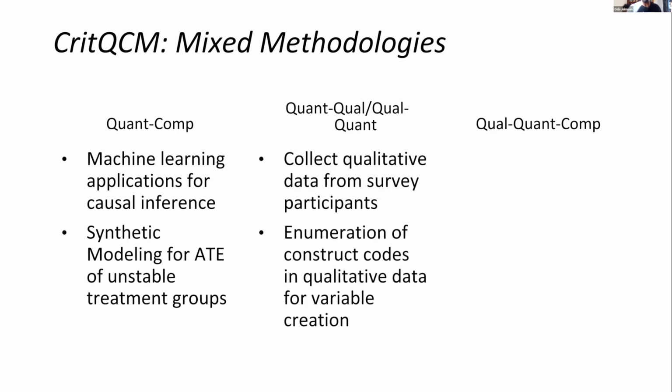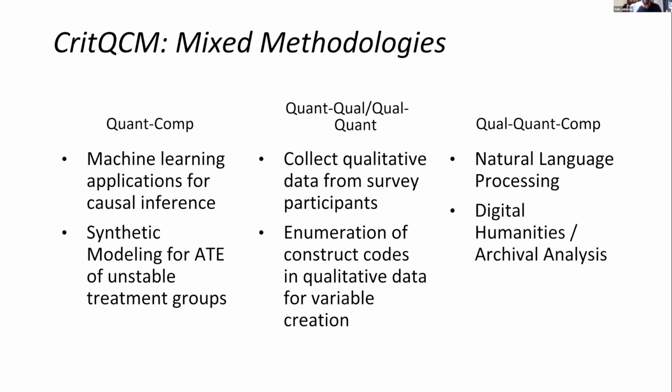Then there's also quant qual and qual quant. We know those. But then there's also qual quant comp, right? We're getting really complicated here, but natural language processing and digital humanities are really great examples of this merger between computational approaches to understanding text. So I just want us to know that mixed method now means much more than it has in the past.